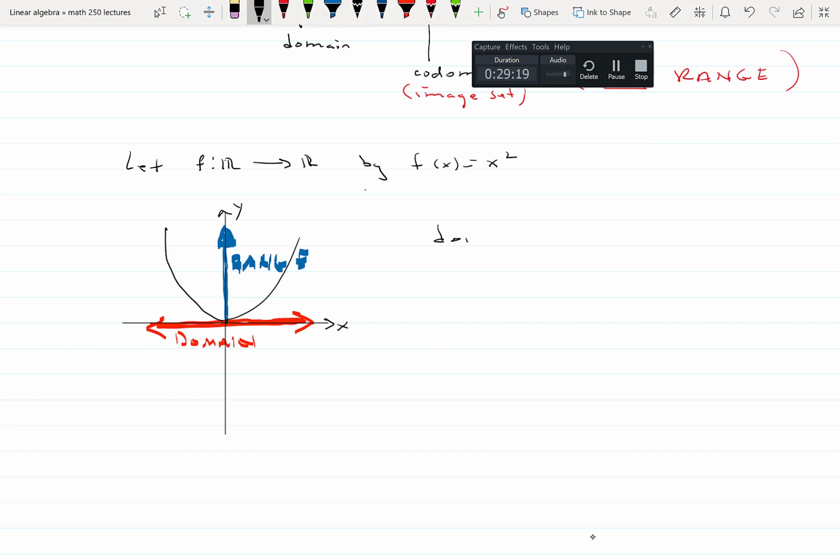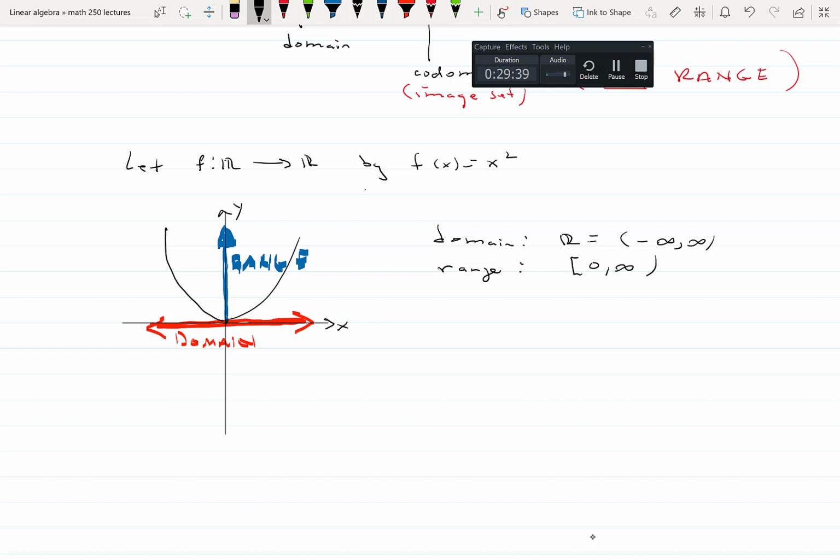So the domain. In algebra, we call it the natural domain. It's the set of all real numbers, R, negative infinity to positive infinity. The range is the set of all non-negative real numbers, 0 to infinity.